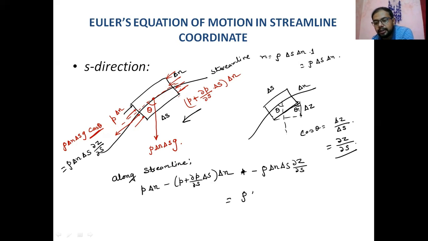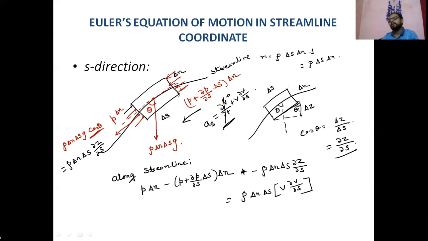The equation of motion: mass times acceleration along the streamline. Acceleration along the streamline is unidirectional, so with v as the one-dimensional velocity, it is del v del t plus v del v del s. If it is a steady flow, this term becomes 0, and that part will not be there. So only v del v del s will remain. That is the equation in the along S direction.